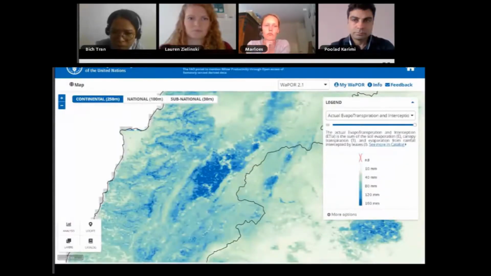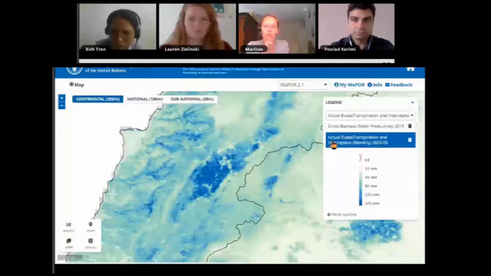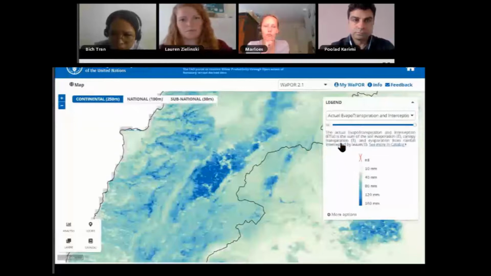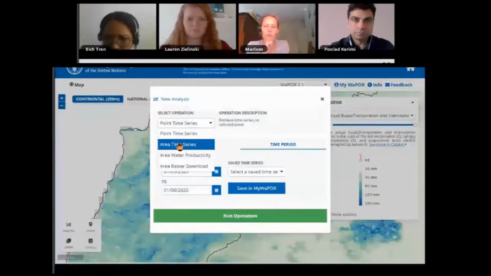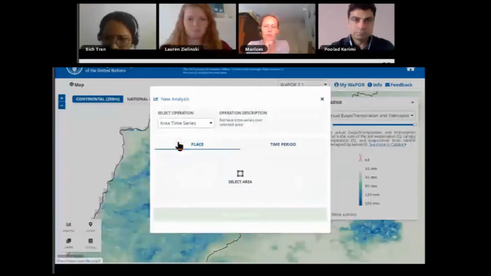I will now demonstrate how to extract time series data for an area on WaPOR portal. First, you need to make sure that you are selecting the data layer that you want to extract time series. In my case, I want to extract time series data for actual evapotranspiration and interception monthly. Then we can open the Analysis tool and select Area Time Series.